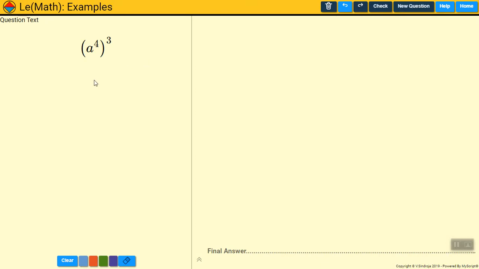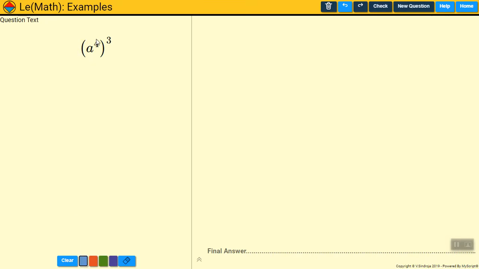Let's look at rule number 3, which is to do with brackets. And let me tell you the answer first of all. So this expression is equivalent to this expression here, a to the power 12. And you may be thinking, how did he get that? Well, you simply multiply the powers together. So rule number 3 is if you have brackets, you just multiply the powers together. But let me explain to you why that is.